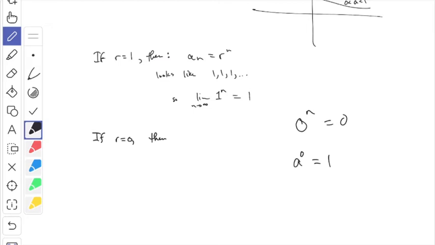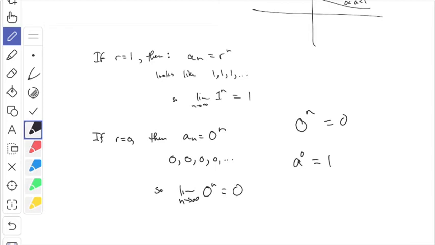Anyway, I don't want to think about 0 to the 0. That's the conclusion here. So let's start the n at 1. So if r equals 0, then a_n is 0 to the power n, which looks like 0, 0, 0, 0, etc. Right? And so the limit in this case equals 0. All right.